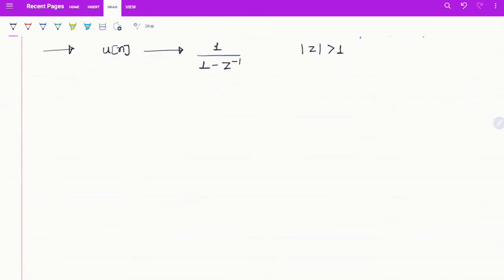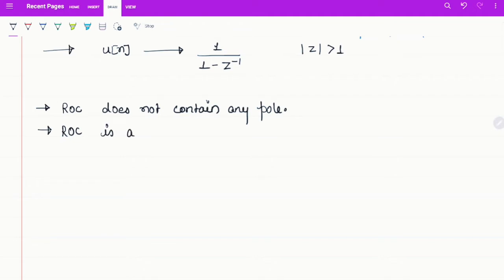Now what are the properties of ROC? Our first property is that the ROC does not contain any pole. Second, the ROC, region of convergence, is a circle along with the unit circle.